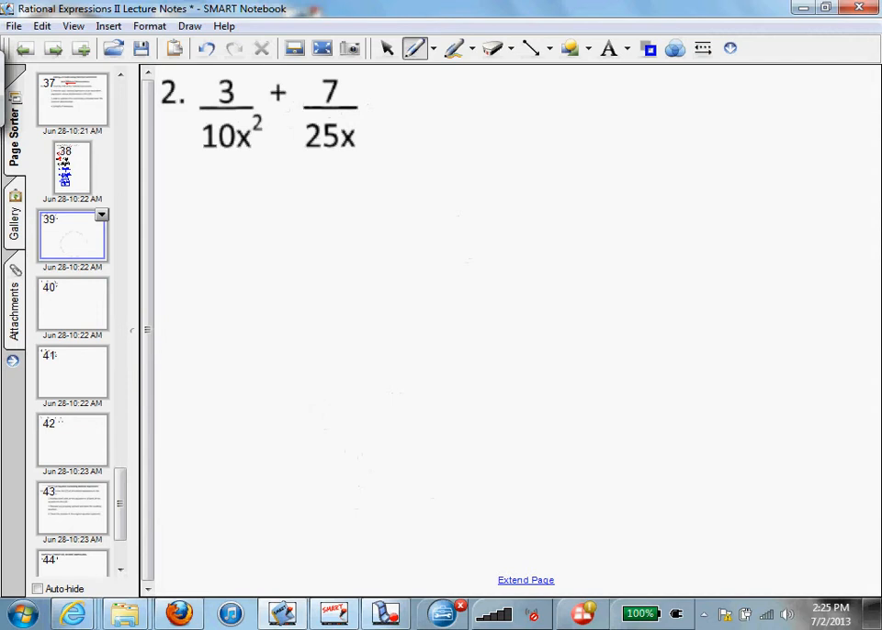Okay, looking at our next example, we have 3 over 10x squared plus 7 over 25x. So we need to identify our LCD. Will 10 and 25 one go into the other? No. But 50 will have 10 going into it evenly and 25 going into it evenly. So we can work with 50. Now with our variable x, we need to identify the largest exponent, which is 2. So the largest exponent will be in our LCD.